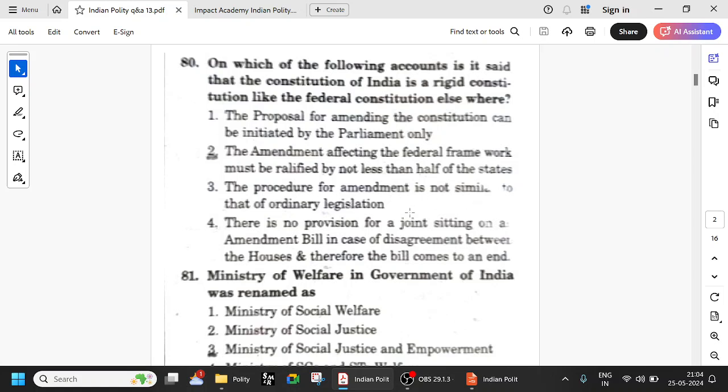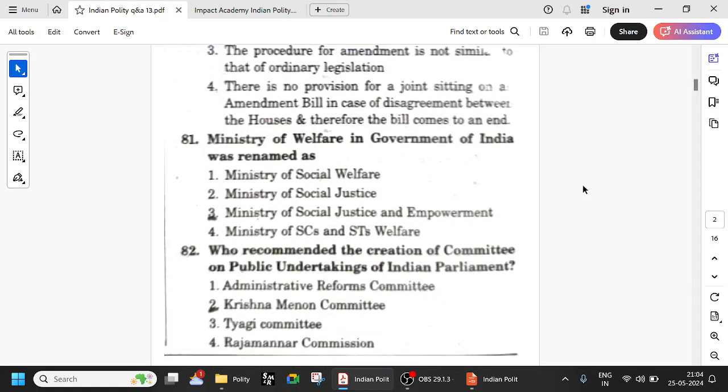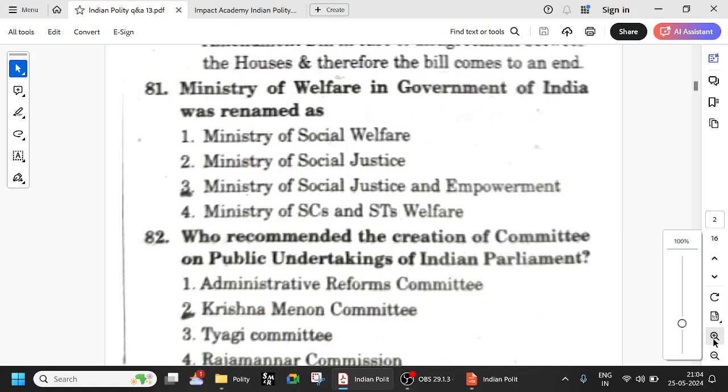Okay, procedure for amendment is not similar to that of ordinary resolution. So there is no provision for a joint sitting on an amendment bill in case of disagreement between the houses. So these are true. There is no provision for a joint sitting, and it is not similar to ordinary legislation. So all the statements are true. But if you are looking at a rigid constitution like the federal constitution elsewhere, then this is what we're talking about. This is what is affecting the federal nature. The amendment affecting the federal framework must be ratified by not less than half of the states. Like if we're talking about, say, GST or anything which affects the states, then more than half of the states have to ratify it.